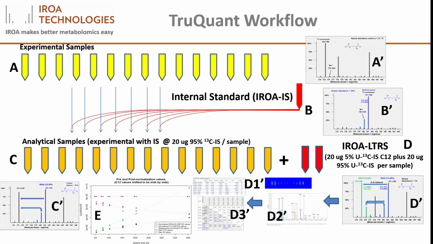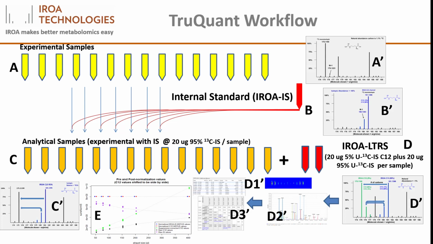This is a schematic of the Eroa TrueQuant workflow. At the outset, there are three different samples to keep in mind. The first sample type is the experimental sample, A, shown here. Those samples which we are seeking to analyze. Isotopically, they are natural abundance.